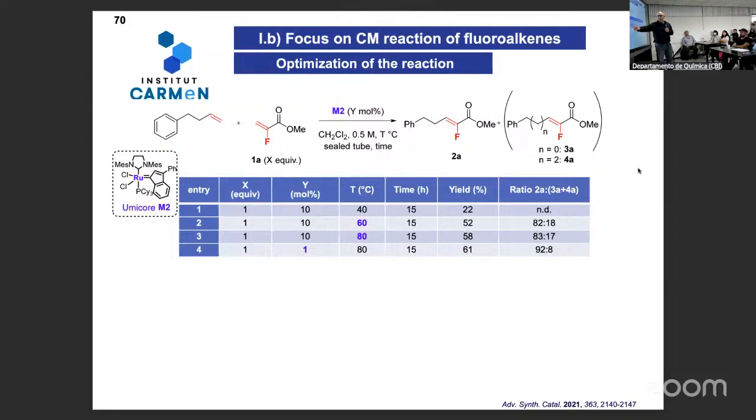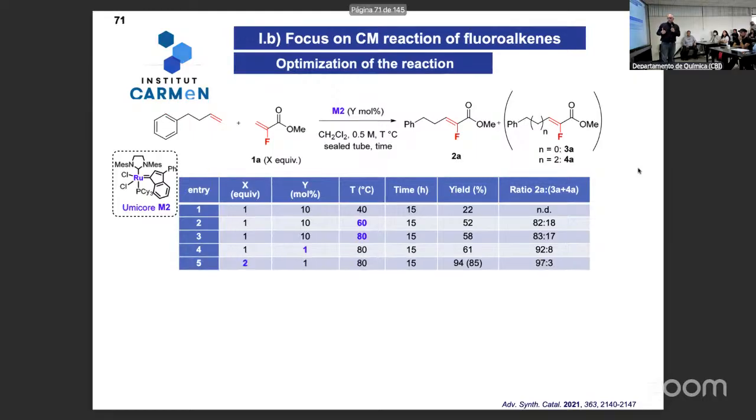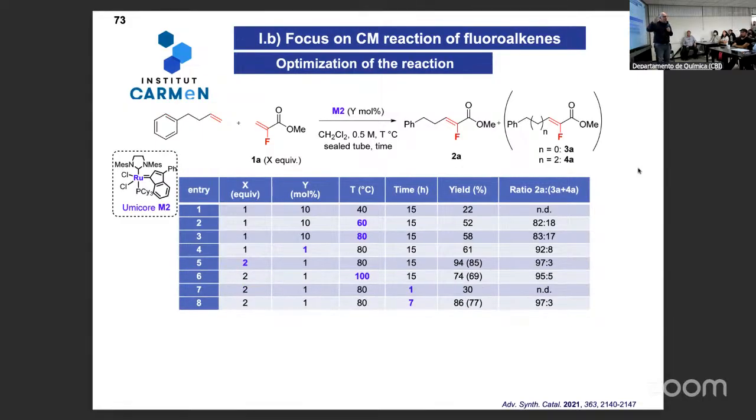When we use 1 mole % instead of 10 mole % of catalyst, we got almost exactly the same yield, but with a better ratio. The reason is that you use less ruthenium, so you produce less ruthenium hydride, so you have less side product. When we use 2 equivalents of this one instead of 1 equivalent, we get 85% isolated yield.